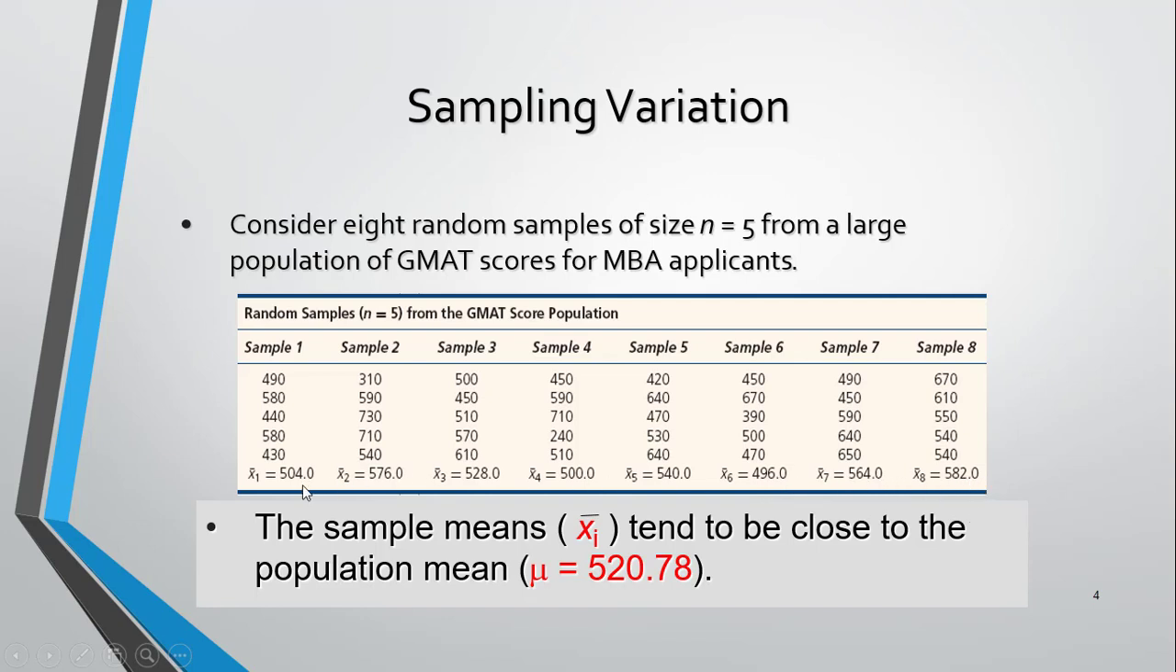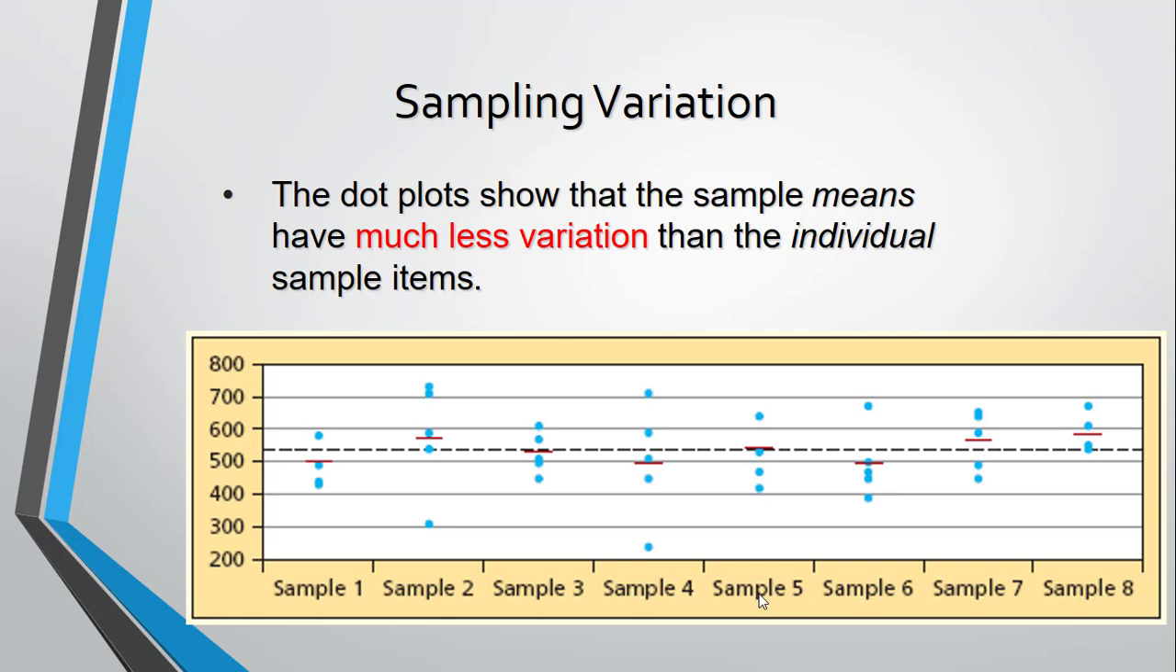You see the variation among the means is much smaller than the variation in the raw, original scores, right? In other words, the sample means x̄i tend to be close to the population mean of 520. That's interesting and important. You can see the sampling variation, and also the importance of taking a mean from different samples, which is a much better representation of the true mean of 520, okay?